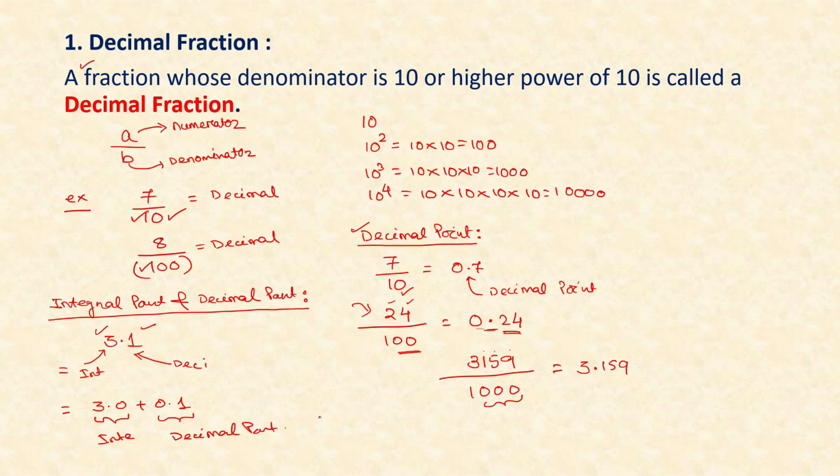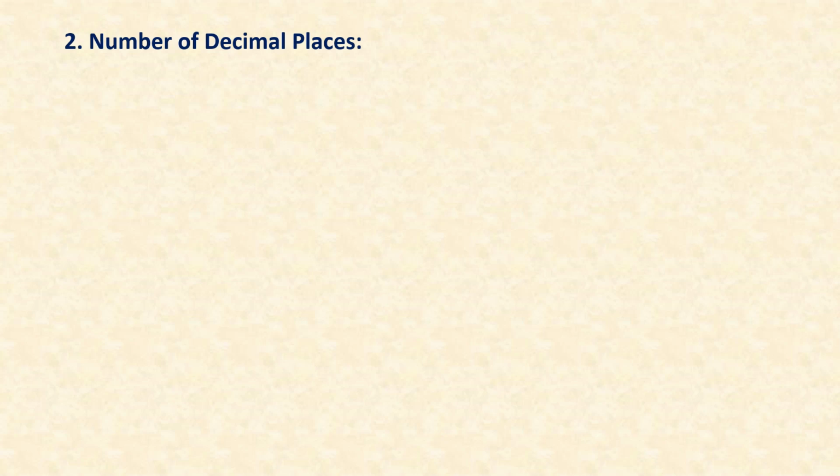Likewise, let us consider another example, 3.462. Which one is the integral part and which one is the decimal part? As we know, any number before the dot is the integral part, so 3 is before this dot. This 3 is the integral part, and any number after this dot, that is 462, or 0.462, is the decimal part.